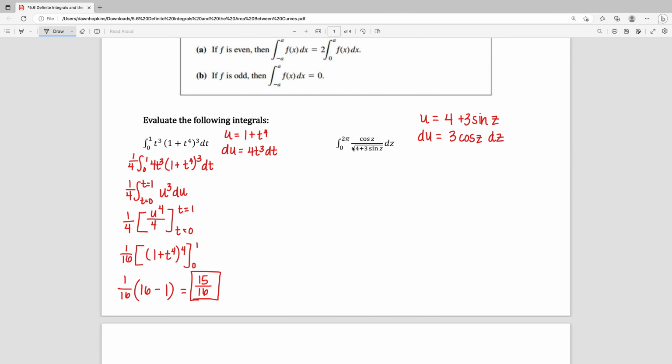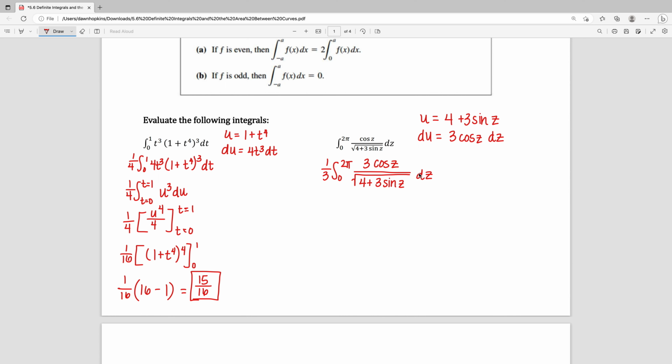So in the integral that I was originally given, I'm missing that 3 inside of it. But again, we can create that. If we put a 3 here, I just put a 1/3 in front. So go ahead and rewrite all of that. So now I have u inside the radical, du, 3 cosine z dz. I am good to go.